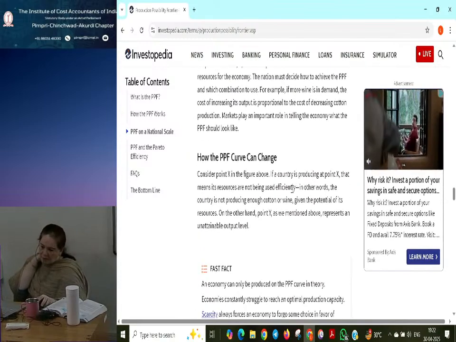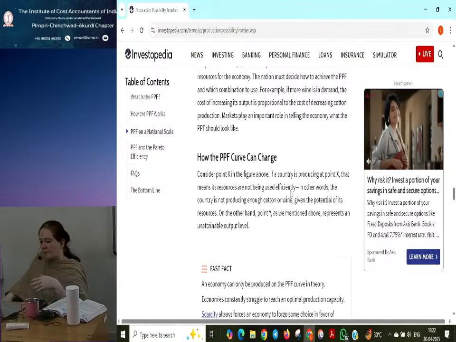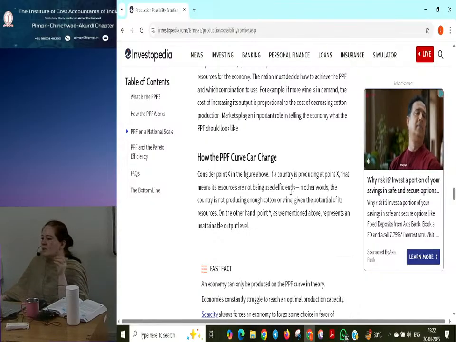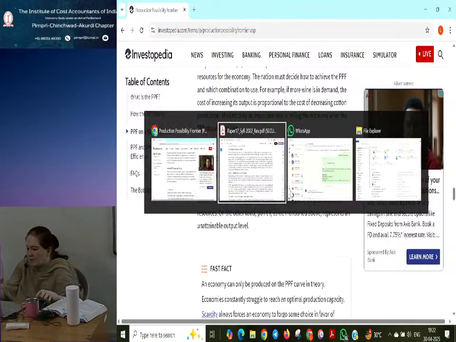What I will do is share this particular article on WhatsApp, which will give you a very good idea about the production possibility frontier.